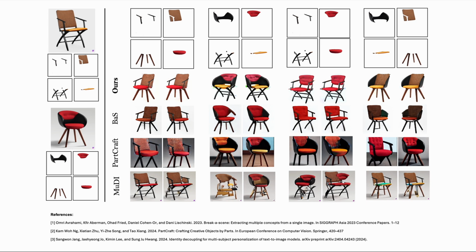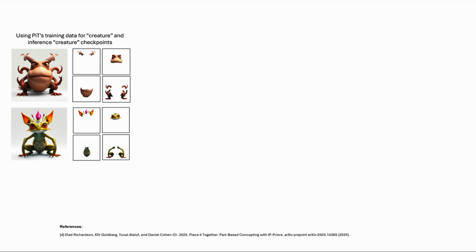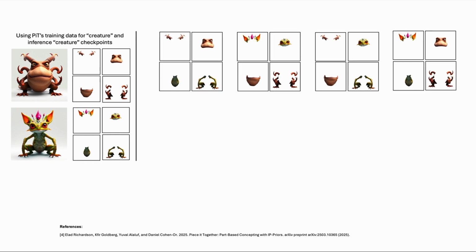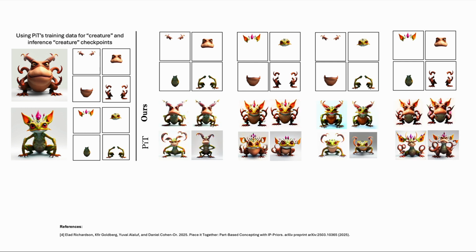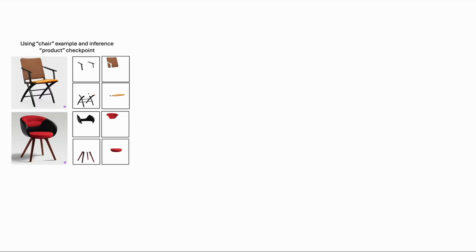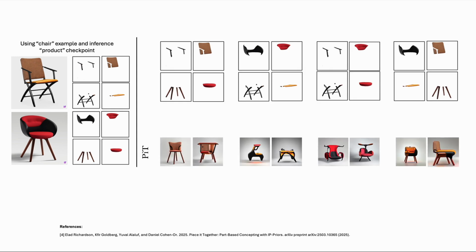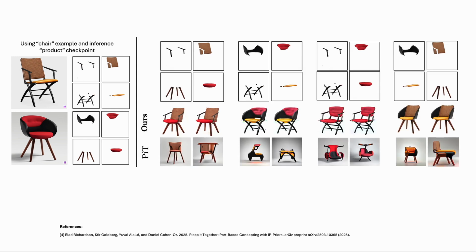We also compare our method with PIT, which trains priors for different object categories and directly does inference without fine-tuning. We first use their training data for this creature category and notice that their method alters or misses the identity of some parts, even with this in-distribution example, while our method preserves all identity. We also tested their public checkpoint on the chair example, and their method fails to generalize to this slightly out-of-distribution example. Our method does not assume any category constraint and can work across categories.